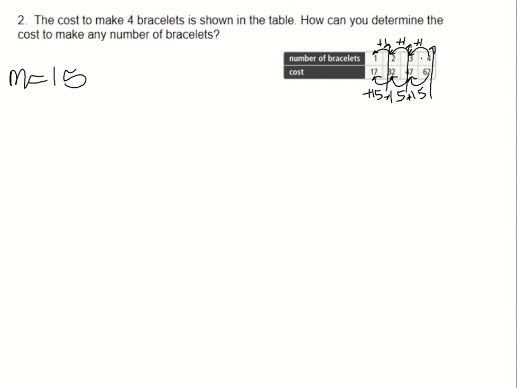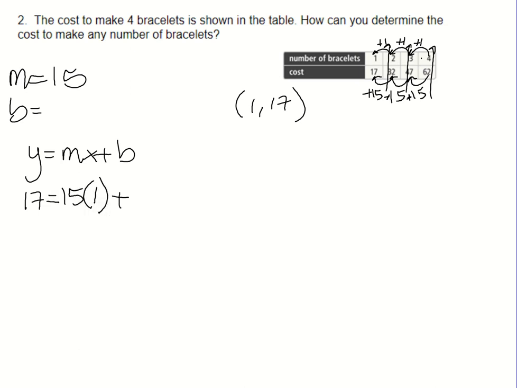So now I need to go and find my equation, or my y-intercept, right? I need my b. So we're going to pick one of our points. It does not matter which point we use. I always like to use my smallest one. So I'm going to use the point 1, 17 to fill in my equation. I'm going to take y equals mx plus b and fill in everything I have. So 17 is my y, slope is 15, my x is 1, and then I'm going to add b. So I get 17 equals 15 plus b. Inverse operations, we subtract 15, and we get 2 equals b.